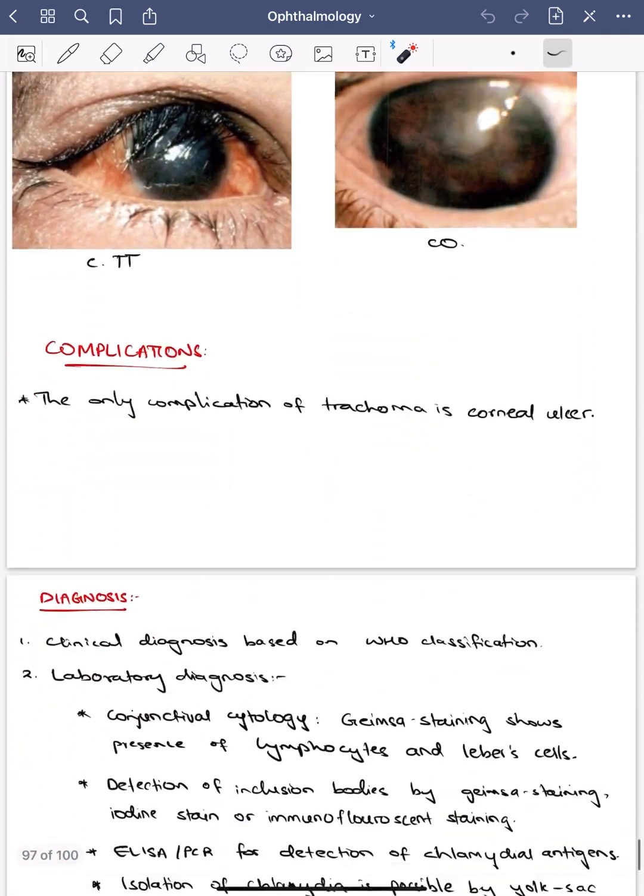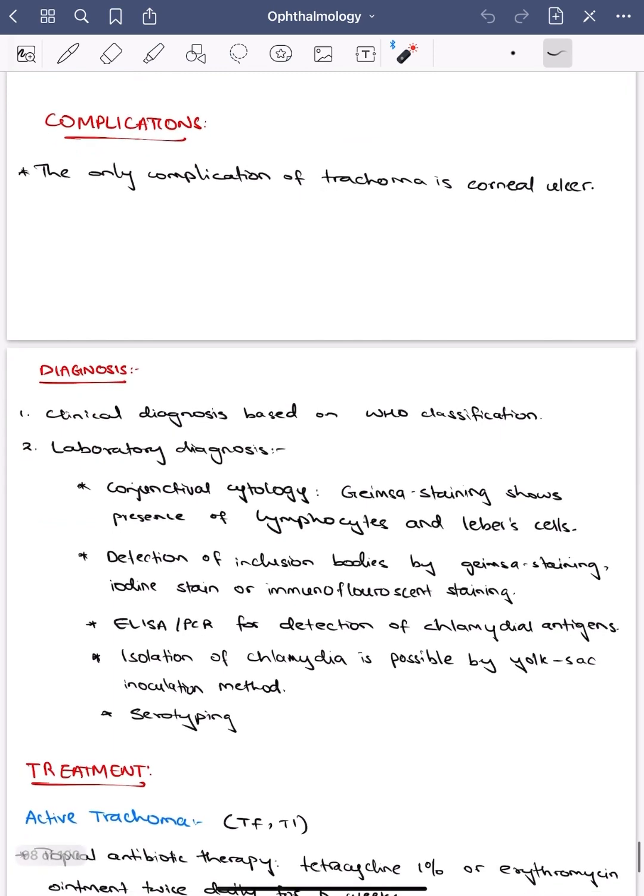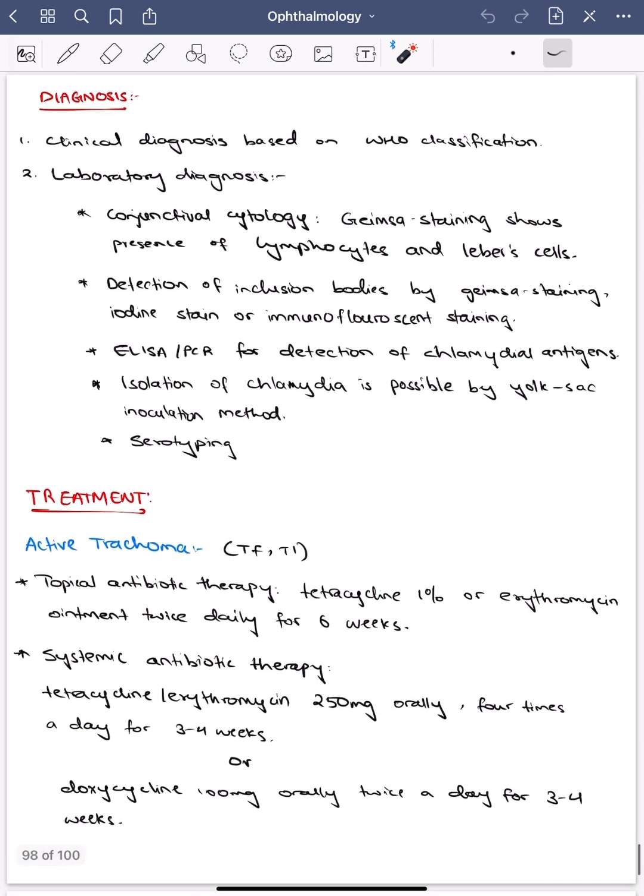Now the complications of trachoma. The only complication of trachoma is the formation of a corneal ulcer. Now coming to the diagnosis, the diagnosis can be made according to clinical history, and this is based on the WHO classification which we've already discussed. And the second diagnosis is the laboratory diagnosis.